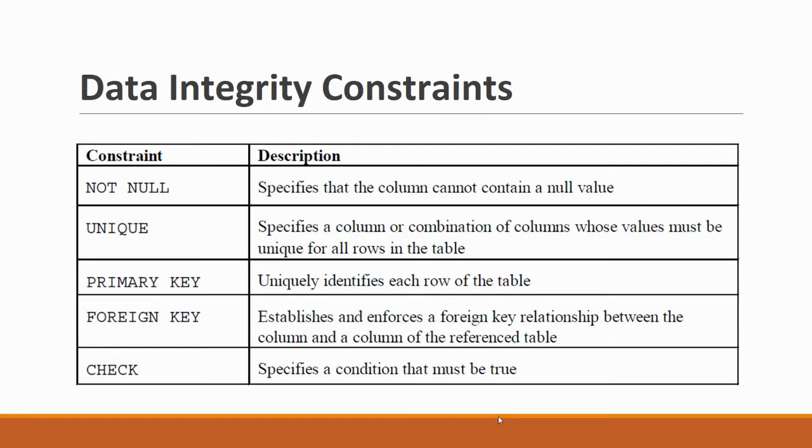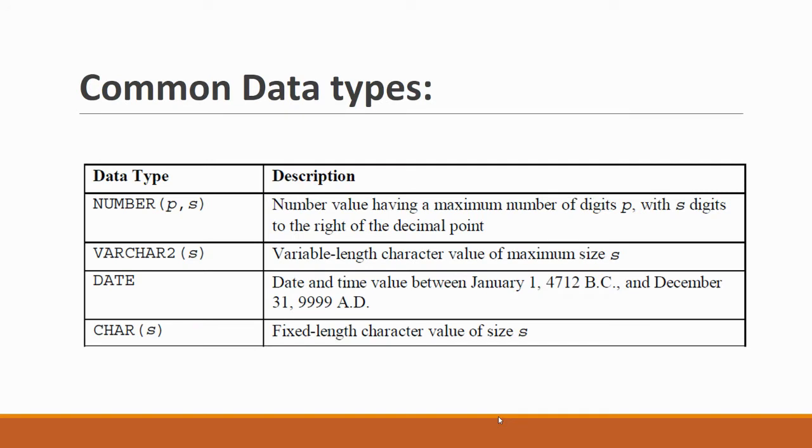Here are the data integrity constraints and their description: not null, unique, primary key, foreign key, and check. Here are some common data types and their description. We have number, varchar2, date, and char.